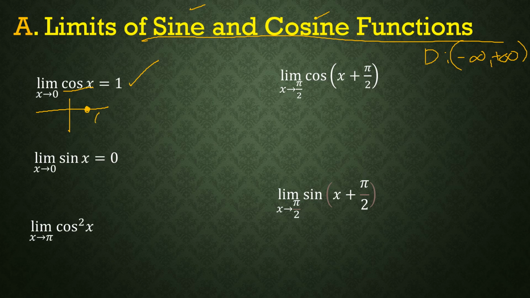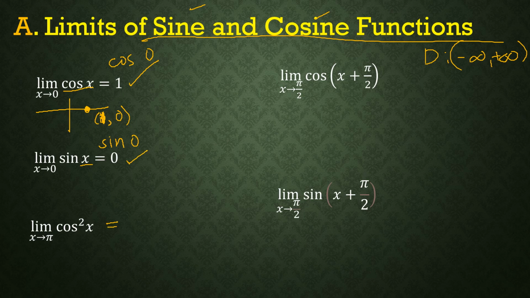So here is 0. Coordinates 1, 0. And cosine is the x coordinate. Going back to unit circle. So cosine 0 is 1. Number 2, sine x, where x is 0. So sine 0 is 0.